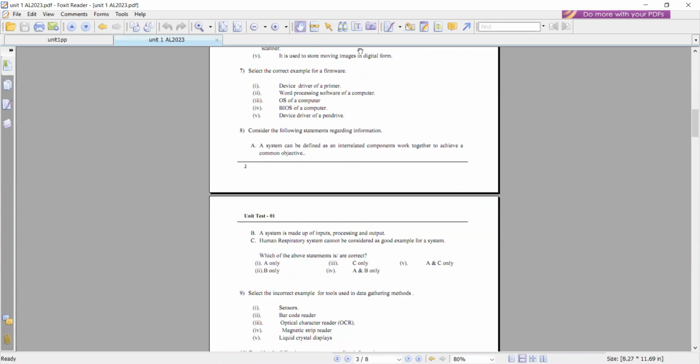Select the correct example of firmware. Now we discussed firmware is what? Having both hardware and software, and it is used to boot up the computer. So BIOS, inside the ROM you get something called BIOS. I told that. So BIOS of a computer, that's a firmware. Inside the ROM you have.